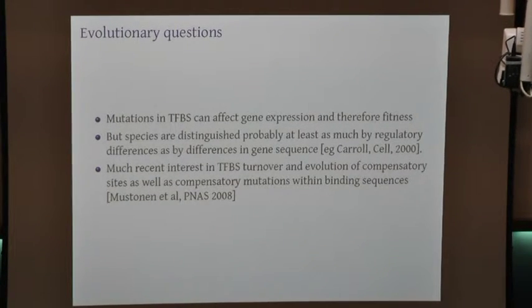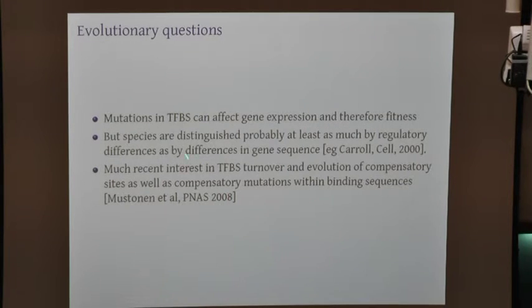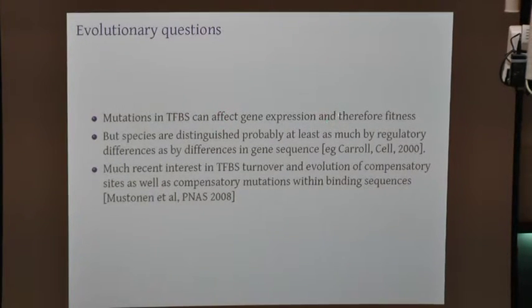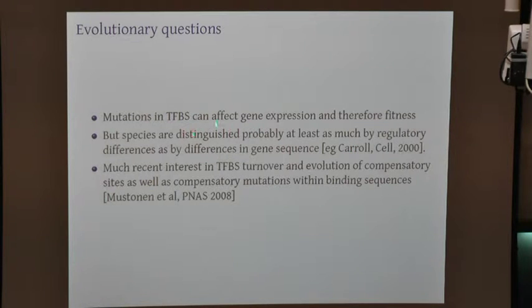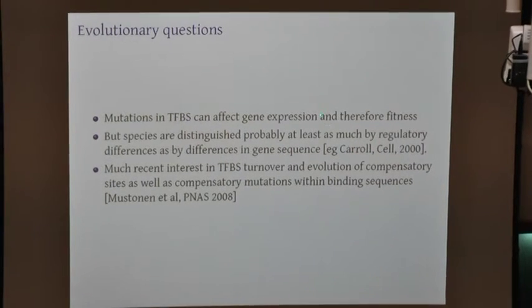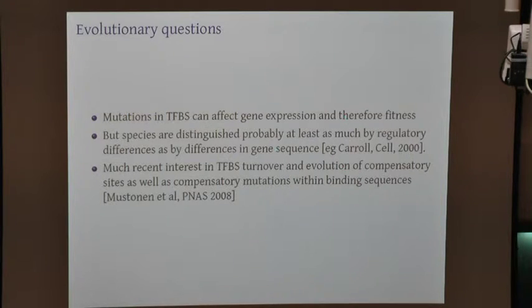So the evolutionary questions that people are interested in are, first of all, mutations inside the binding site can affect gene expression, therefore fitness. Species are distinguished at least as much by regulatory differences as by differences in gene expression. But it's not like you mutate a TFBS and immediately something happens, because especially in metazoa, you'll have lots of redundant binding sites. And there is turnover, there is compensatory mutation, all kinds of complicated things happen. So relating TFBS mutations to fitness is really a complicated problem.